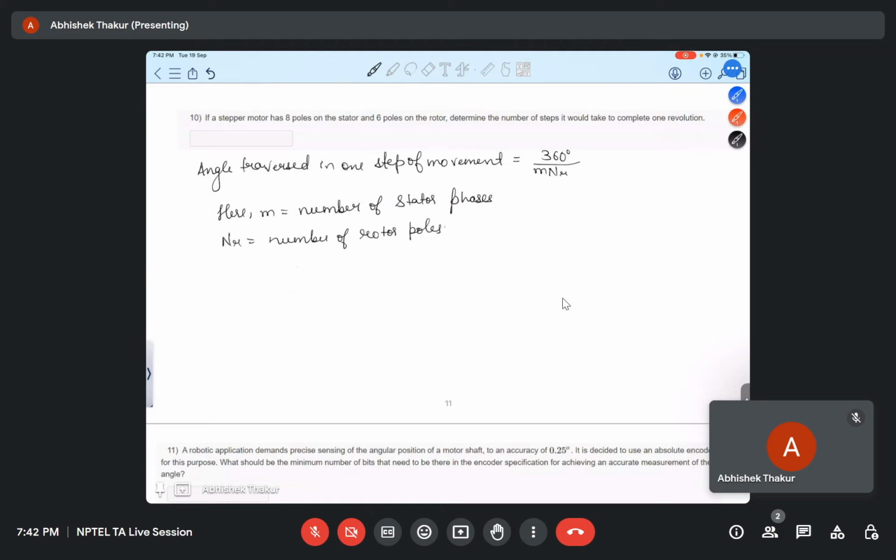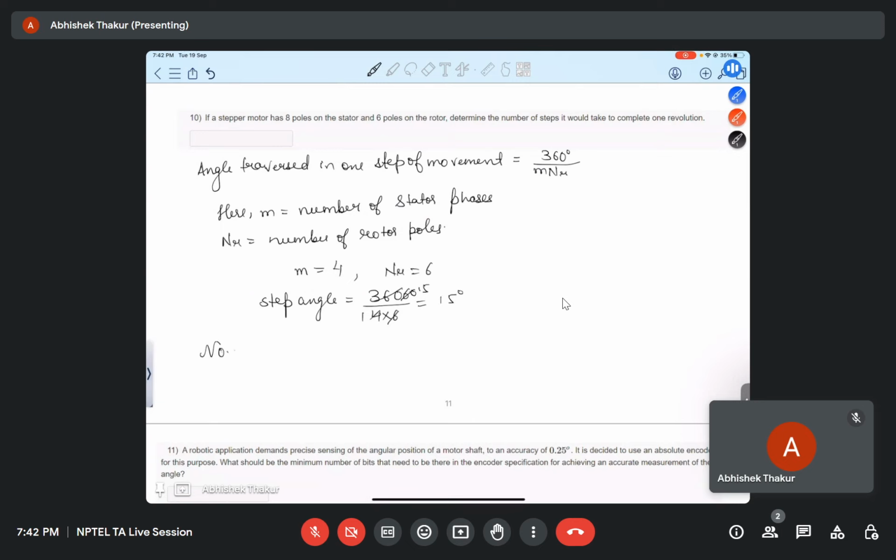So m is equal to 4 because the number of stator phases will be 4 since it has 8 poles, and nr is equal to 6. Therefore, the step angle is equal to 360 by 4 into 6, that is 24. So this will get as a 15 degree.